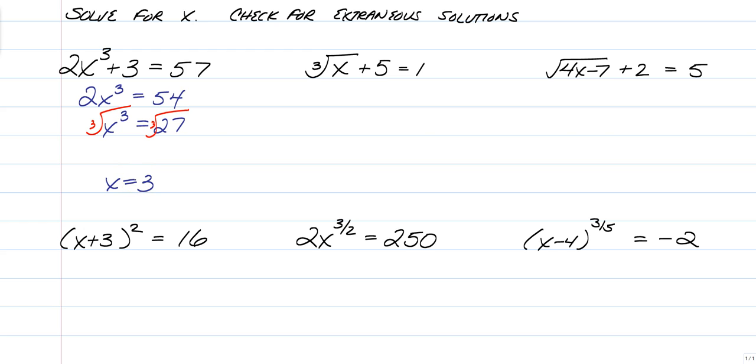Then you just want to quickly check. 2 times 3 cubed would be 54, plus 3 is 57, so it works out just fine. Next example.